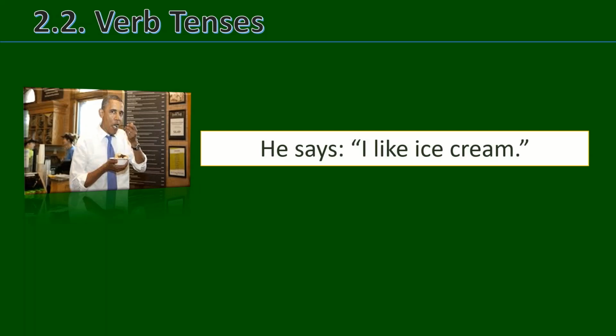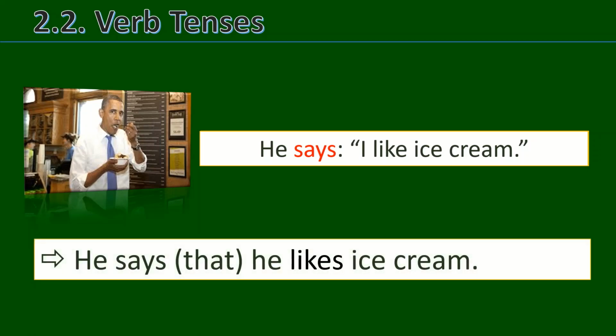So let's move to another example. He says, I like ice cream. Okay, you have to look at this says here in the present simple, right? So when I report the sentence with the reporting verbs in present simple, I do not have to change the tense of the verb. So the answer is, he says that he likes ice cream. Is it easy for you? That's good.